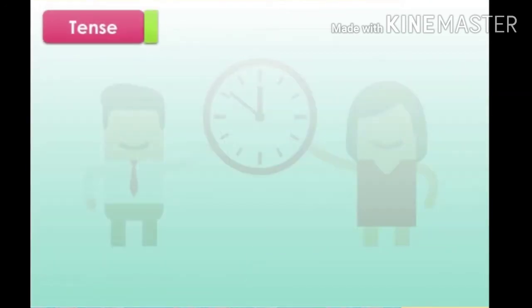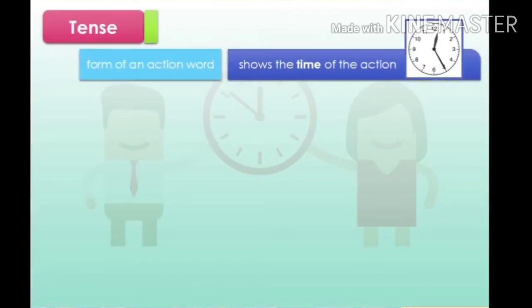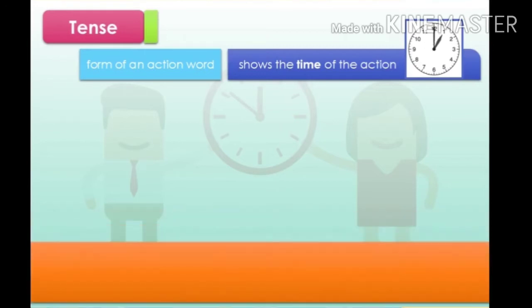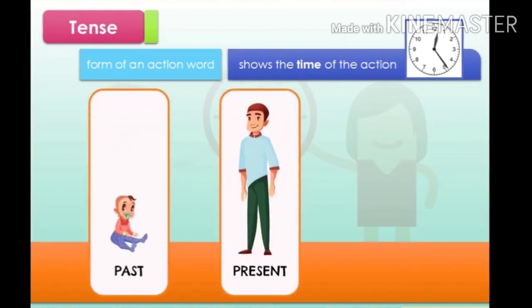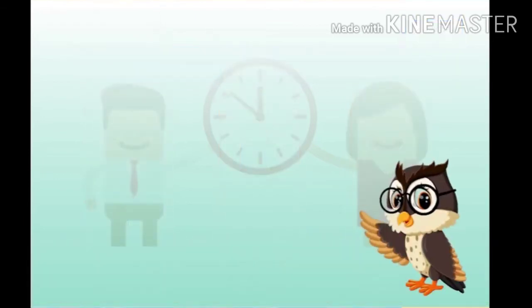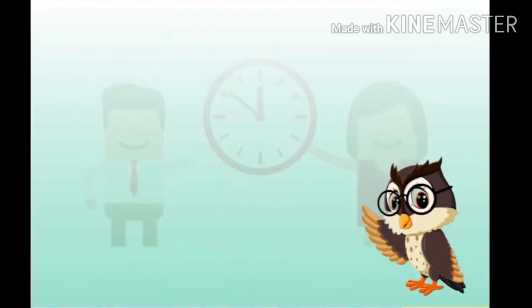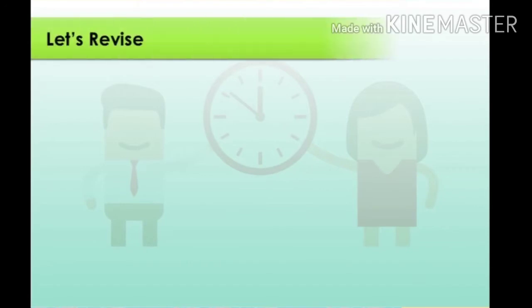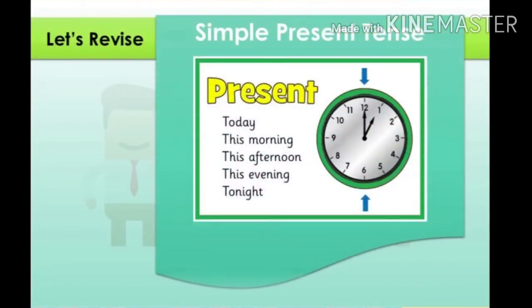Tense is a form of an action word that shows the time of the actions. Since tense tells us the time of the action, tenses can also be divided into three main types: past, present, and future. Today we will learn about simple past tense. Let us revise simple present tense.